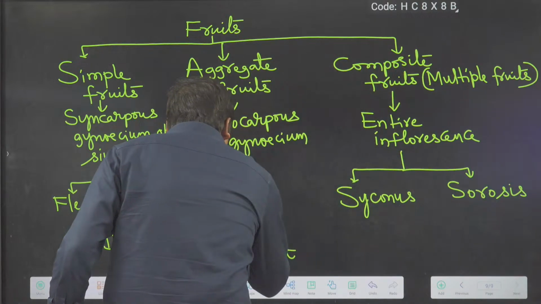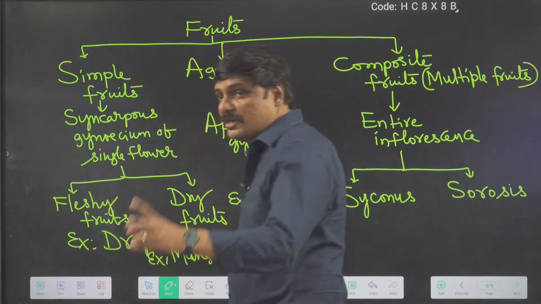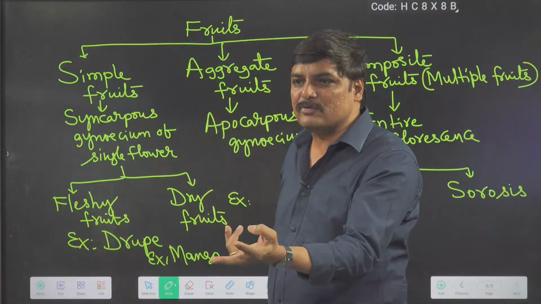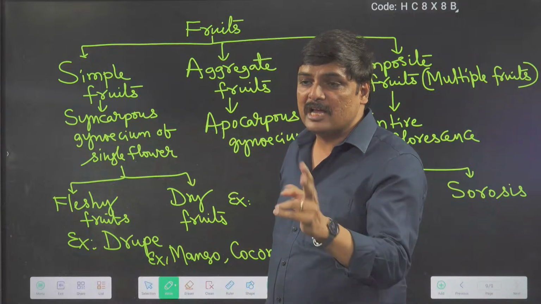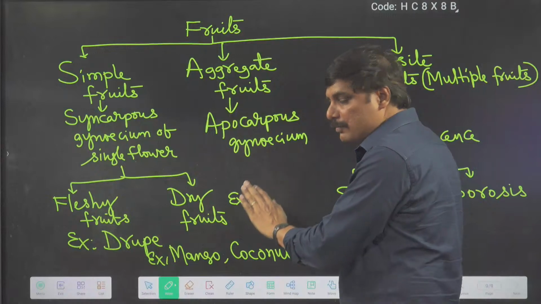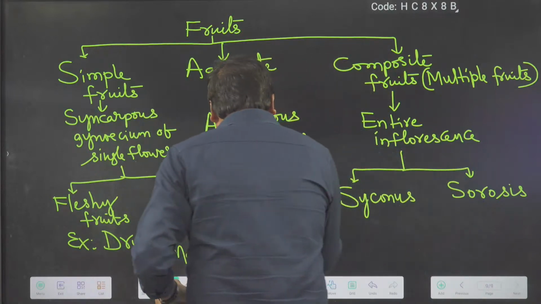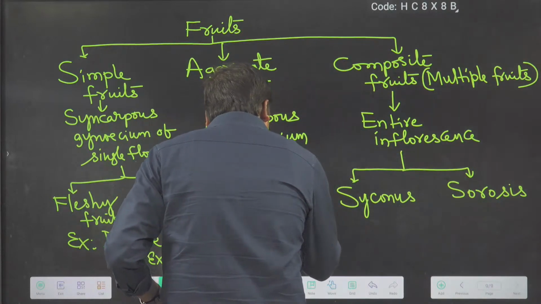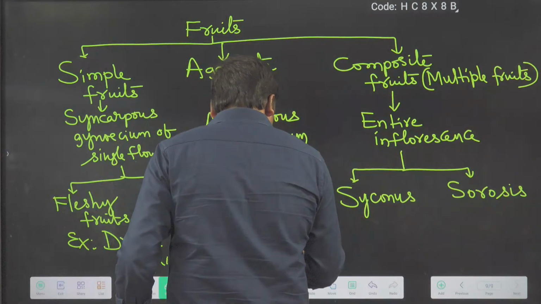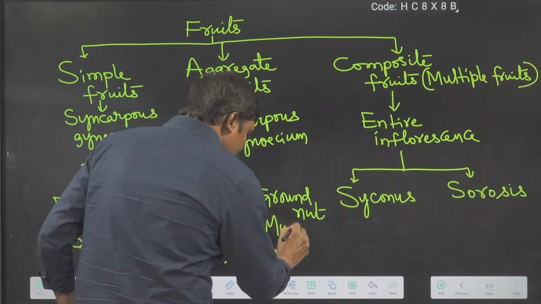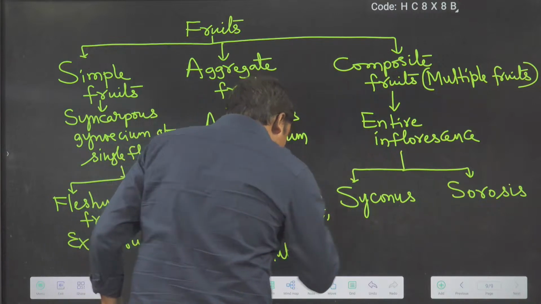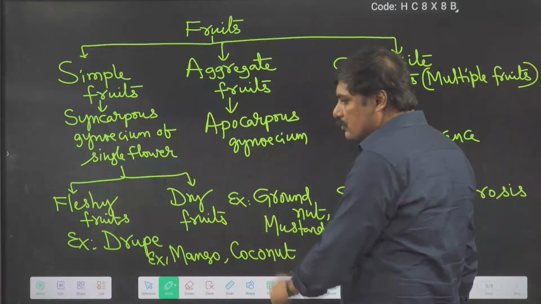For example, of dry fruits. Again, dry fruits are of three types: dry dehiscent fruits, dry indehiscent fruits, and schizocarpic fruits. I am not going into the detailed account, so I will just tell you peripherally. Dry fruit examples: groundnut, you know very well, peanut otherwise called groundnut, and mustard. The fruits of groundnut and mustard are examples of dry fruits.